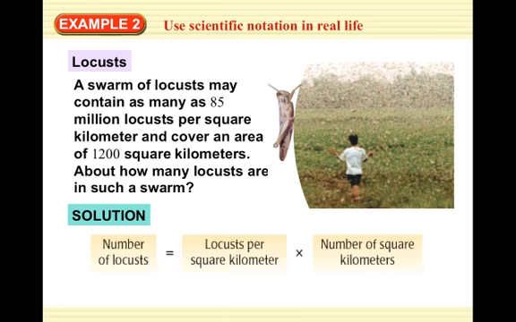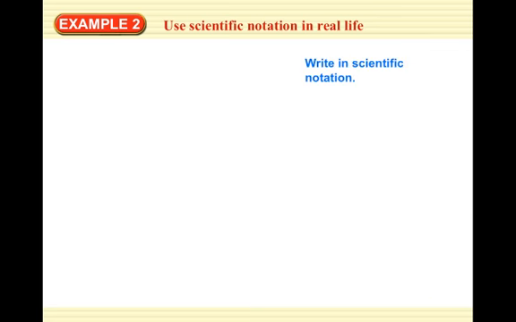Well, for our solution, we're going to take the locusts per square kilometer and we're going to multiply by the number of square kilometers. So we're going to have 85 million times 1,200. We're going to write this in scientific notation to make it a little easier.